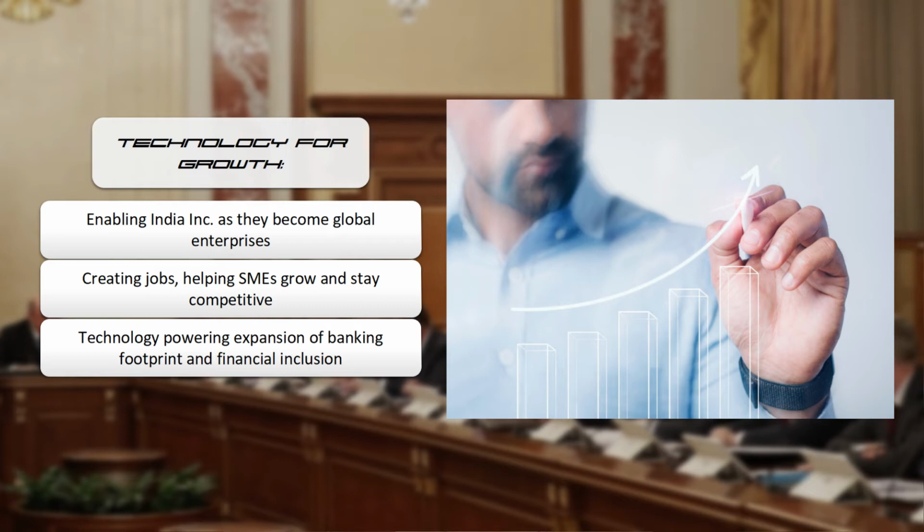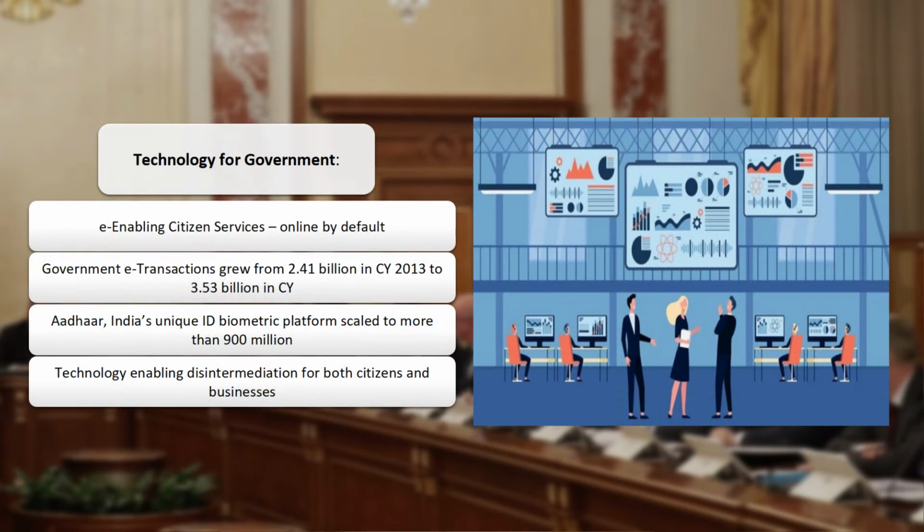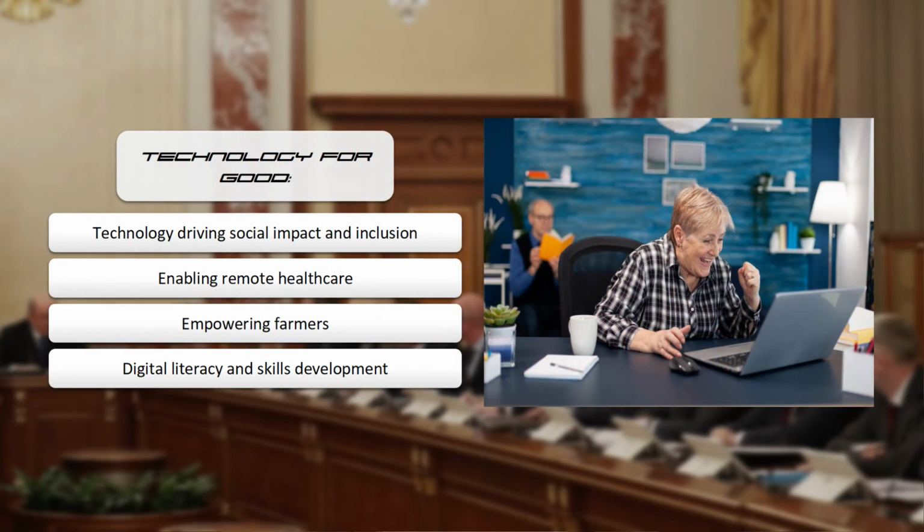So technology for government, if we talk about, I think e-enabling citizen services online by default, government e-transactions grew from 2.41 billion in the preceding years to 5 to 6 billion in the coming years. So Aadhaar, India's unique ID biometric platform, scaled to more than 100 crore people, and technology enabling discrimination-free services for both citizens and business. And technology for good, if you talk about technology driving social impact and inclusion, enabling remote healthcare, empowering farmers, digital literacy and skill development.